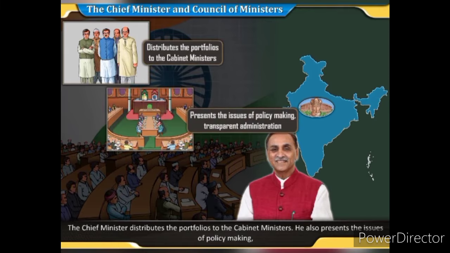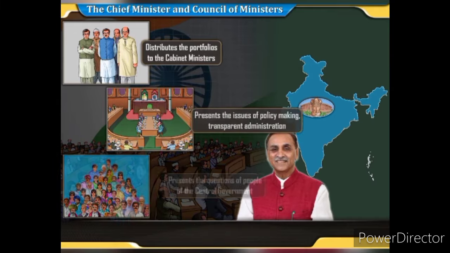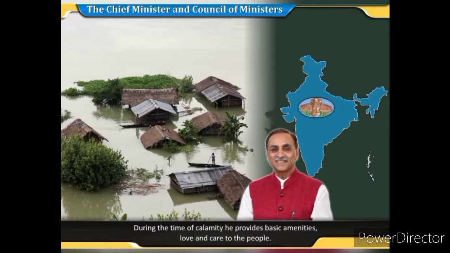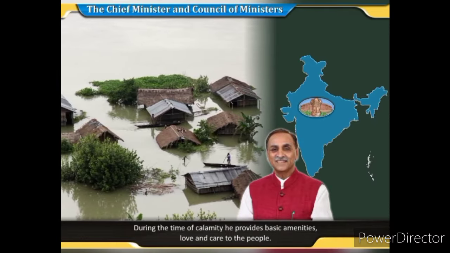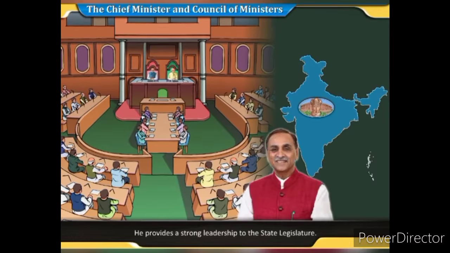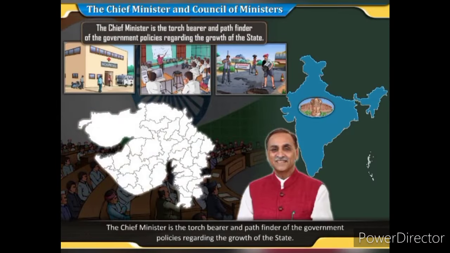He also presents the issues of policy making, transparent administration, questions of people of the central government. During the time of calamity, he provides basic amenities, love and care to the people. He provides a strong leadership to the state legislature. The chief minister is the torch-bearer and pathfinder of the government policies regarding the growth of the state.